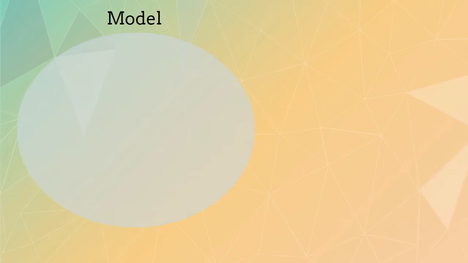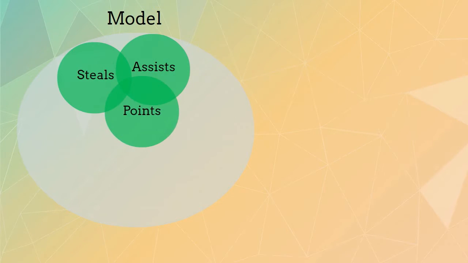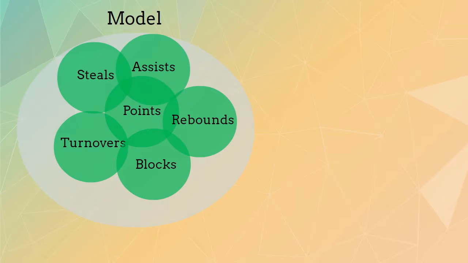For example, let's build a basic model for FanDuel with the following variables: steals, assists, points, rebounds, turnovers, and blocks. This would be a great starting point for a FanDuel model. However, for DraftKings it would be missing an essential variable, 3 pointers made, which is important for DraftKings, but not as important for FanDuel.